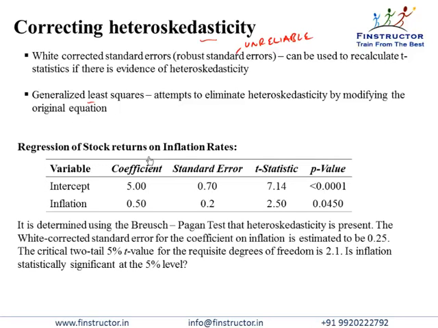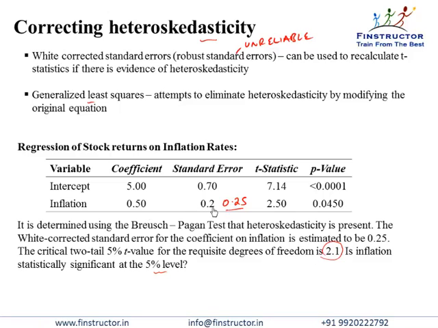So we see a regression of stock returns on inflation rates, and we find out that using the Breusch-Pagan test, conditional heteroskedasticity is present. The White corrected standard error for the coefficient on inflation is estimated to be 0.25. So instead of 0.2, the number that we should use is 0.25. The critical two-tail 5% value for the requisite degrees of freedom is 2.1. The critical value is also given. Is inflation statistically significant at the 5% level?